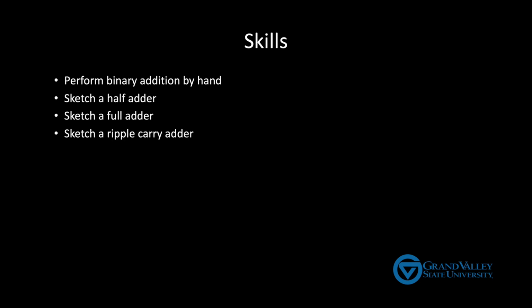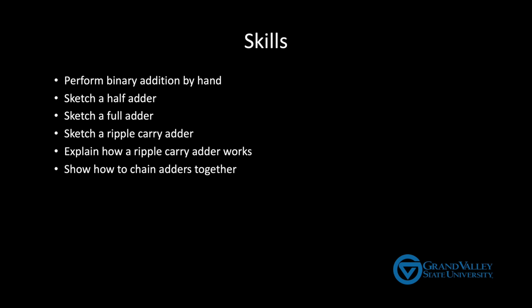And so to summarize, now that you've watched the video, you should be able to perform binary addition by hand, and you should also be able to sketch all of the parts of the RippleCarry adder that we went through in this video: a half adder, a full adder, and even the full RippleCarry adder. And not only should you be able to sketch it, but you should also be able to explain how it works. And then finally, also be able to show how you can chain those adders together and explain why that chaining works.